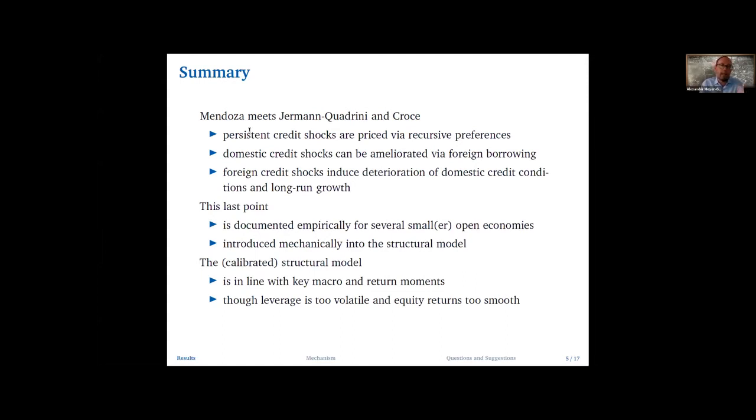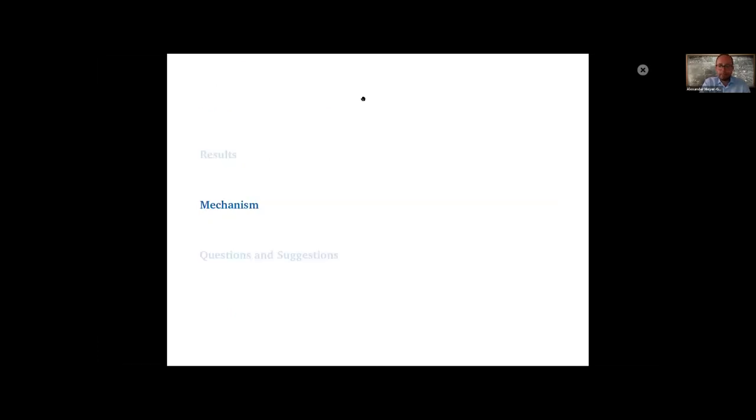All right, laid out very well by Sam here. The structural model is in line with key macro and return moments. The couple of exceptions are not surprising; they're pretty standard. So essentially, what this model does is it expands our ability to capture several international financial facts without having to pay a price in terms of what we're already able to match. So this has only increased our ability to match facts from the data.